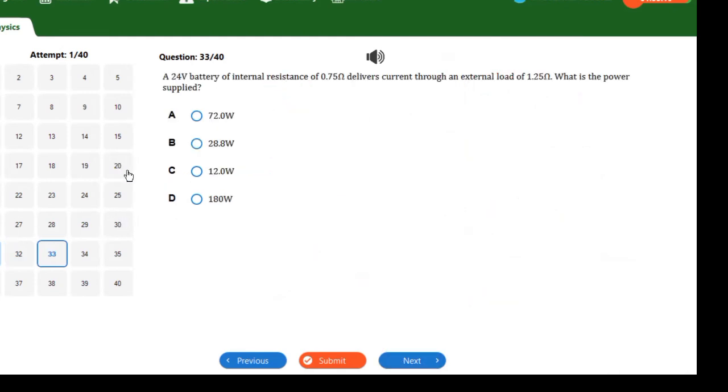Question 33 says, a 2-volt battery of internal resistance delivers current through an external load of 1.25 ohms. What is the power supply? So we're looking for power supply. Remember, in current electricity, there are 3 relationships between power, current, voltage, and resistance. We have power equal to IV. Take note of this. We have another one, power is equal to V squared all over R. And we have another one, power is equal to what? I squared R. Any one you use, you have the same answer.